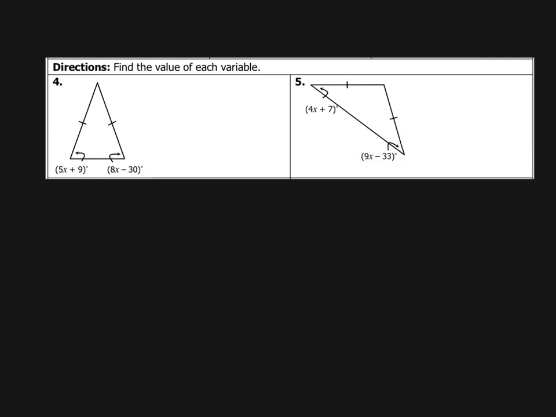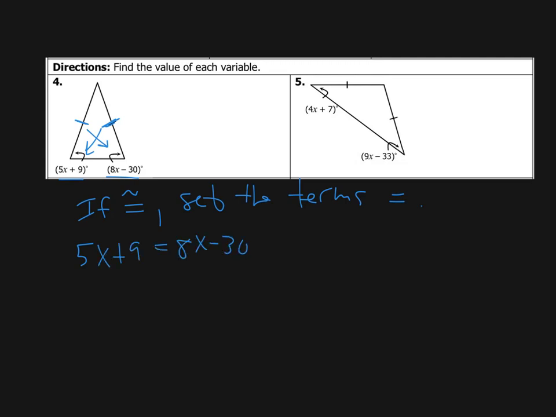Okay, those last two were numerical examples. Now we have algebraic examples. So again, I see that I have two congruent sides. That means that the angles opposite them are congruent. Now keep in mind, if I have congruent terms, then I set the terms equal. So I have 8x minus 30 and 5x plus 9. So if they're congruent, then 5x plus 9 must equal 8x minus 30.